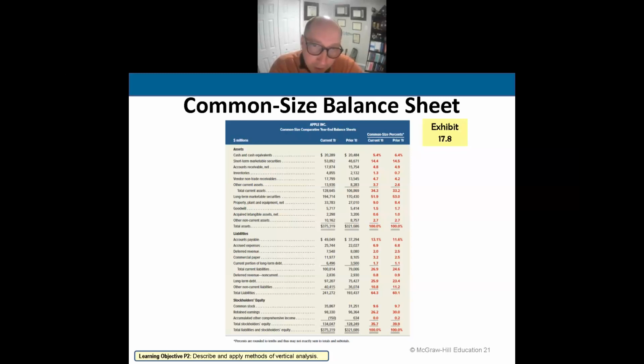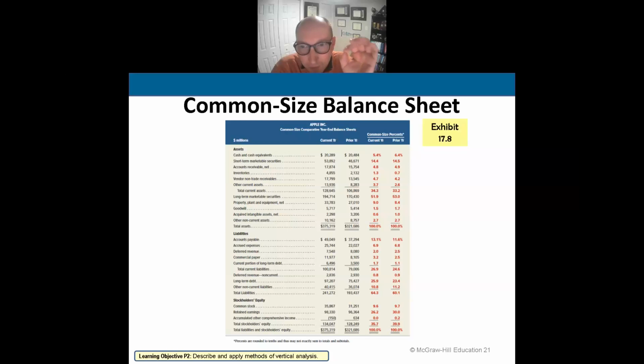We took current year cash, $20,289, divided by total assets. Total assets for the current year were $375,319. So $20,289 divided by $375,319 gives me 0.054. 0.054 times 100 equals 5.4%. And I do that for every line item, and I also do that for every year.